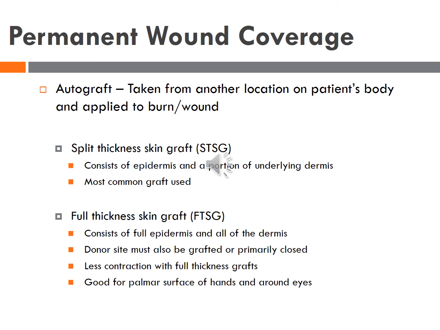An autograft is taken from another location on a patient's body and applied over the burn of the wound. Two types are split-thickness skin graft, and this is epidermis and a portion of the underlying dermis, and this is the most common type used.